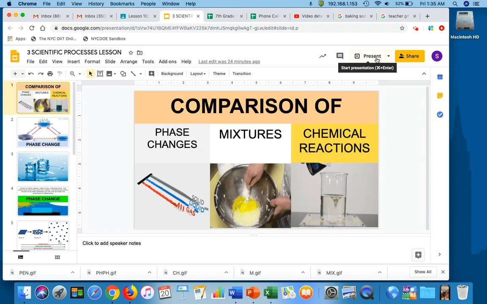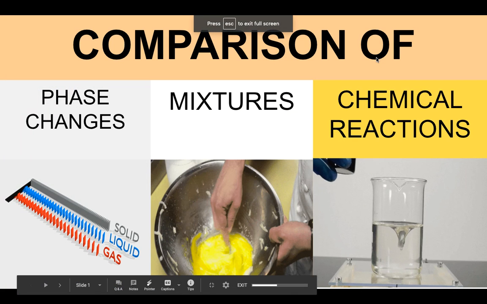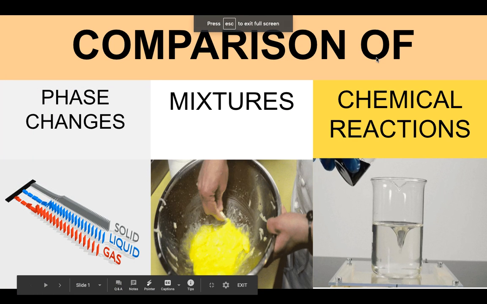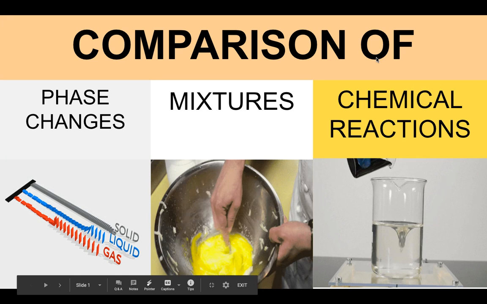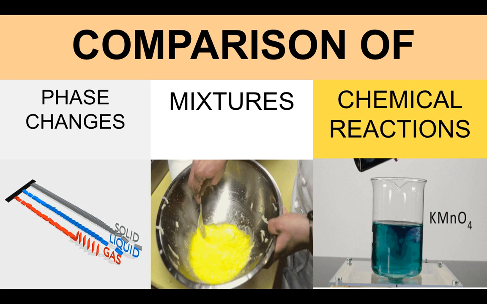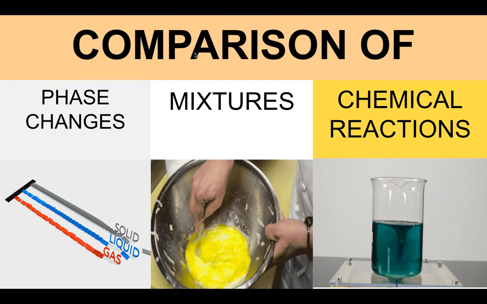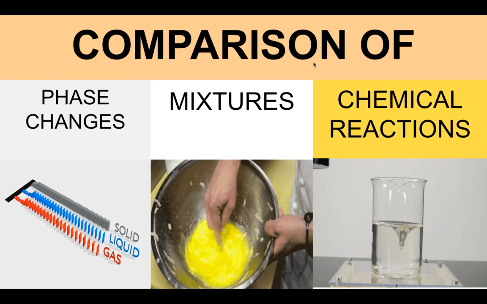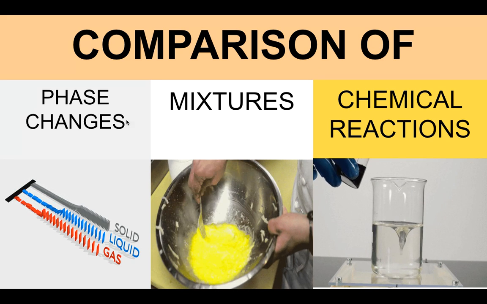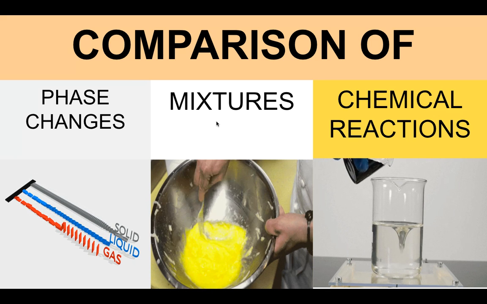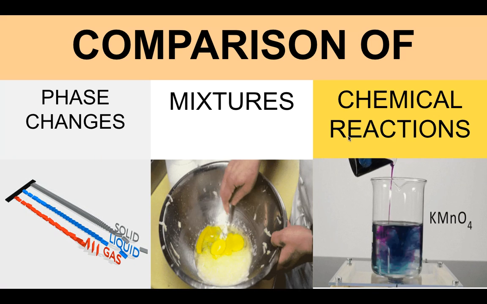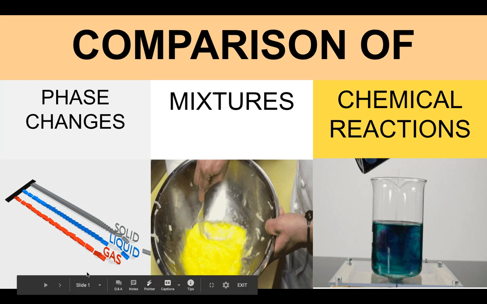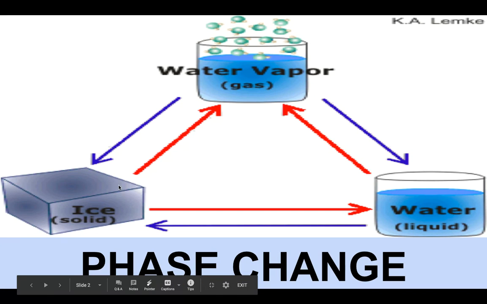Hopefully you're not up this early watching this video, but when you do get up and it's time to do science work, it is here for your convenience. Today we will be talking about the comparison of the different processes we learned. What type of processes did we learn? We learned about phase changes, we learned about mixtures, we learned about chemical reactions. So let's just dig a little bit deeper into those three.